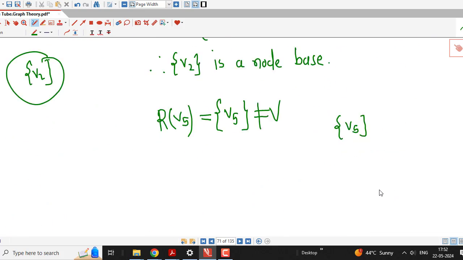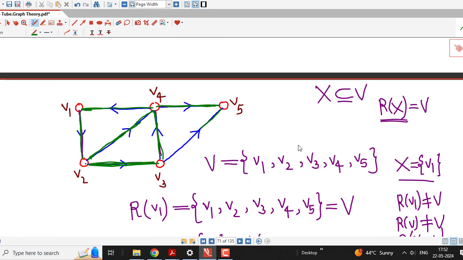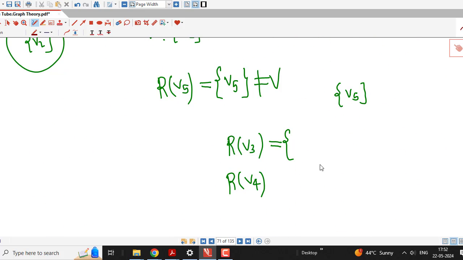And you can check for reachable set of V3 and V4. It is easy to write down reachable set of V3 and V4. For V3 we check whether every vertex is reachable from V3 or not. So we can go in this direction up to V1. So V1 is reachable. Similarly we can go in this direction up to V2. So V2 is also reachable. V4 is obviously reachable, and V5 is also reachable. So all the vertices are reachable from V3 also. That means reachable set of V3 is also equal to vertex set V.